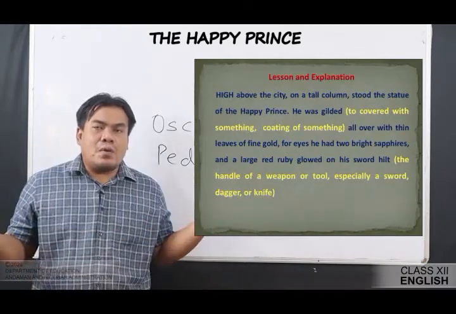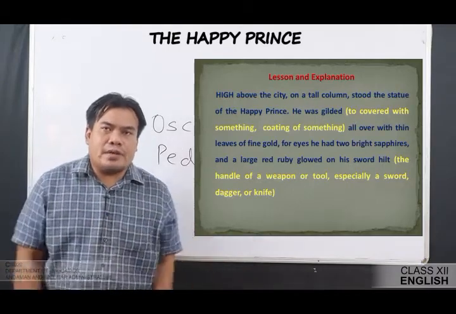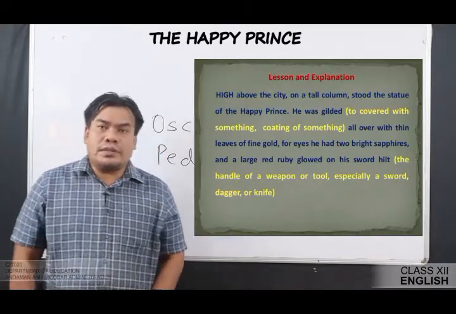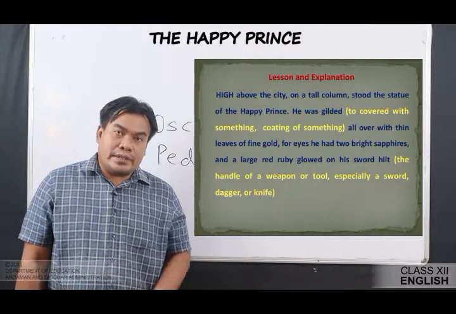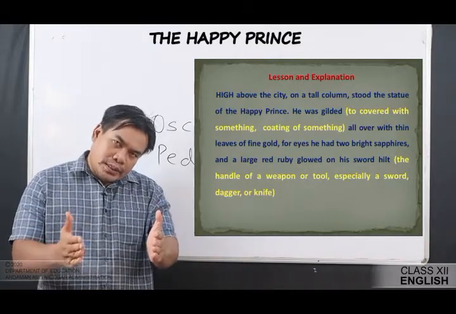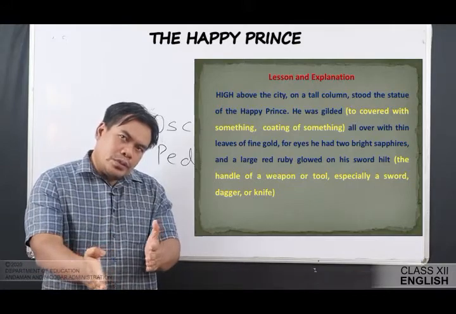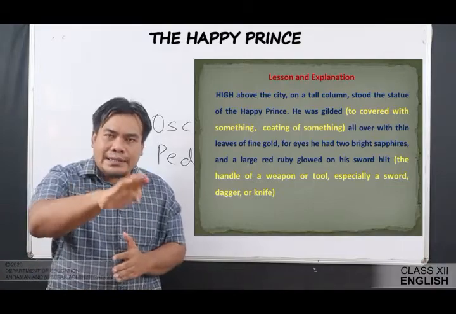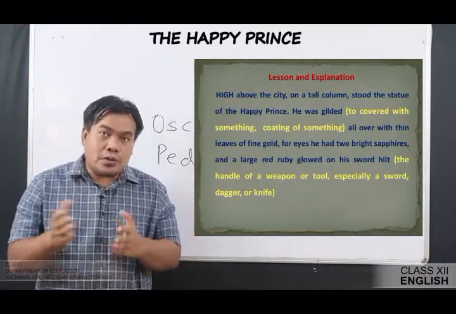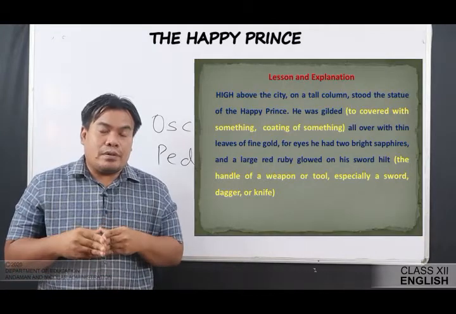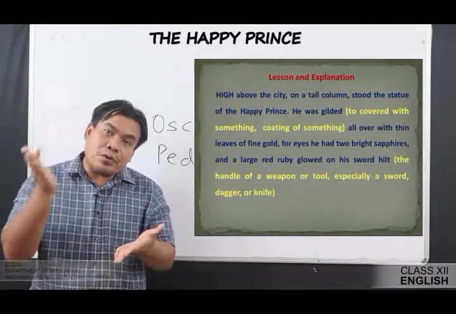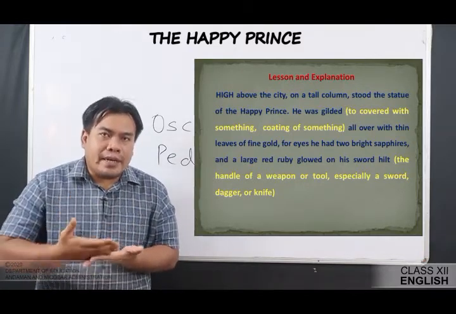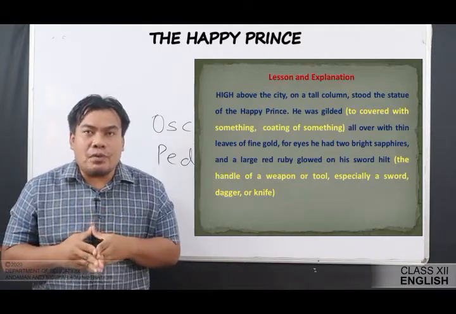Now let me provide you the explanation of this story. High above the city on a tall column stood the statue of the Happy Prince. He was gilded. Turn the page to the lesson named The Happy Prince and just follow me. These paragraphs are there in your book, so you just have to be careful. Look at the book and go through the paragraphs as I read them. I'll give you the meaning of them also. I'll explain.